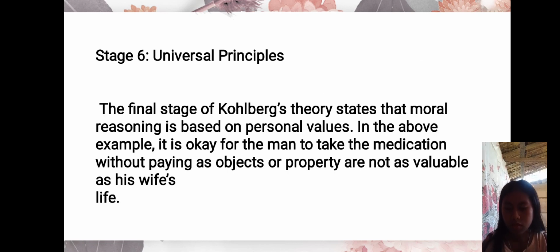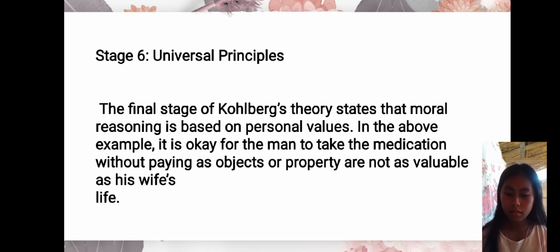Stage 6, universal principles. The final stage of Kohlberg's theory states that moral reasoning is based on personal values. In the above example, it is okay for the man to take the medication without paying, as objects or property are not as valuable as his wife's life.